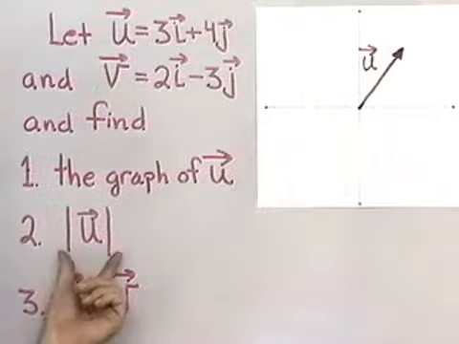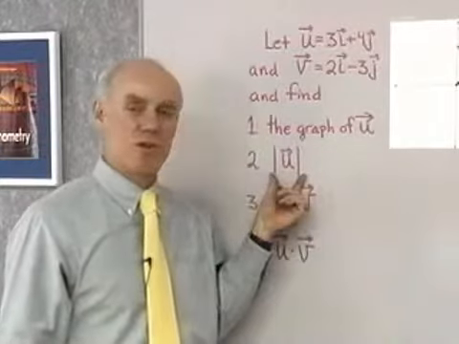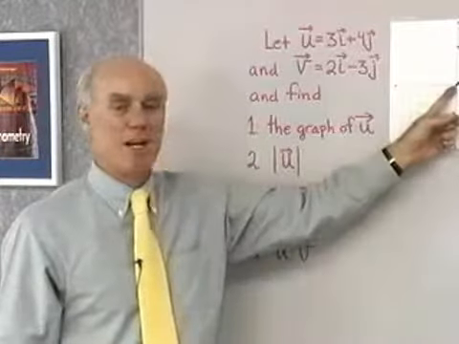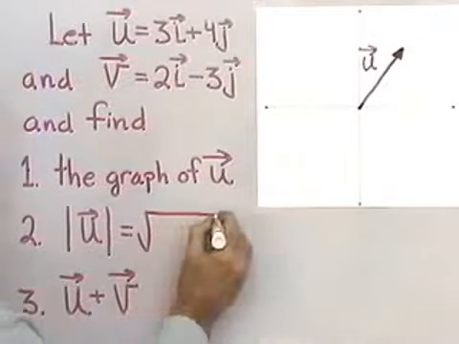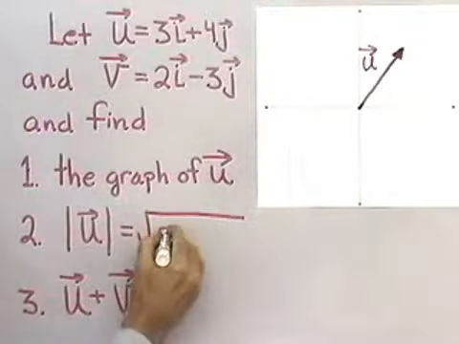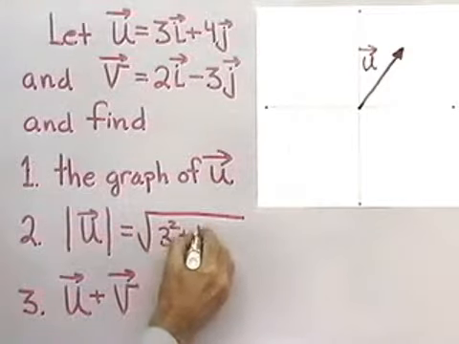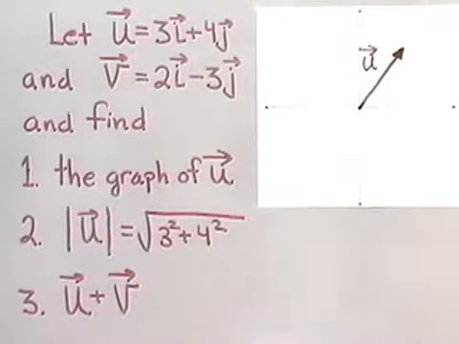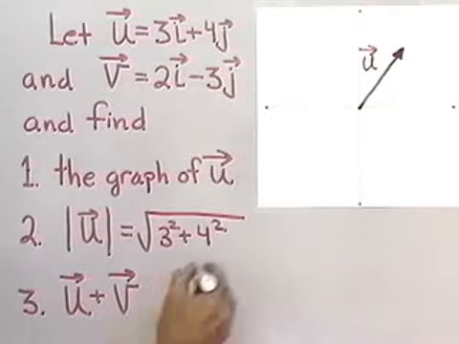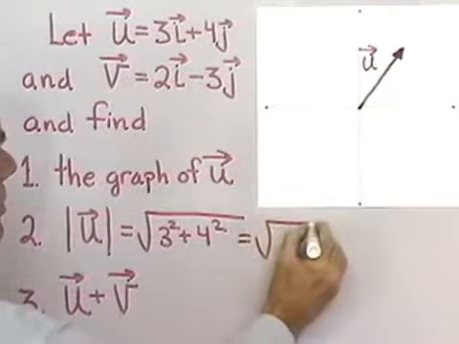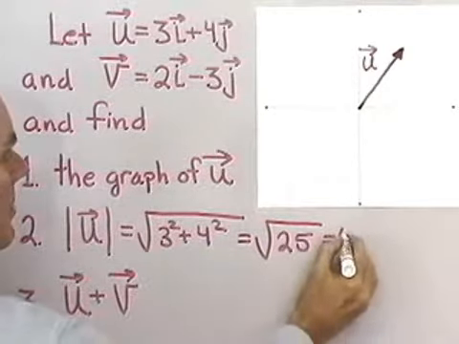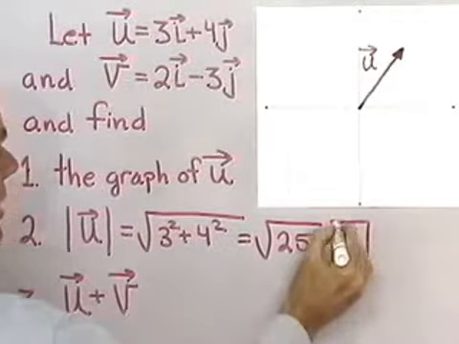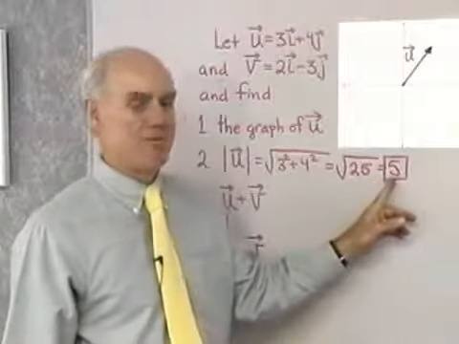Next, I want to find the magnitude of u, and that's really the length of this vector right here. By definition, that comes out to be the square root of 3 squared plus 4 squared. So the square root of the square of the i component plus the square of the j component. Square root of 9 plus 16, which is 25, and that comes out to be 5. So the magnitude of vector u is 5.